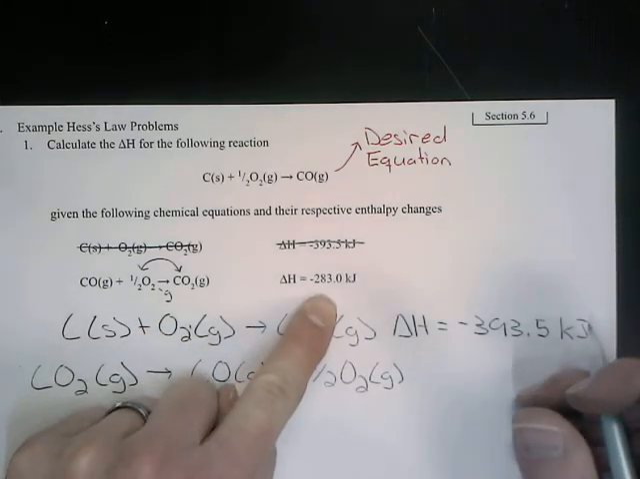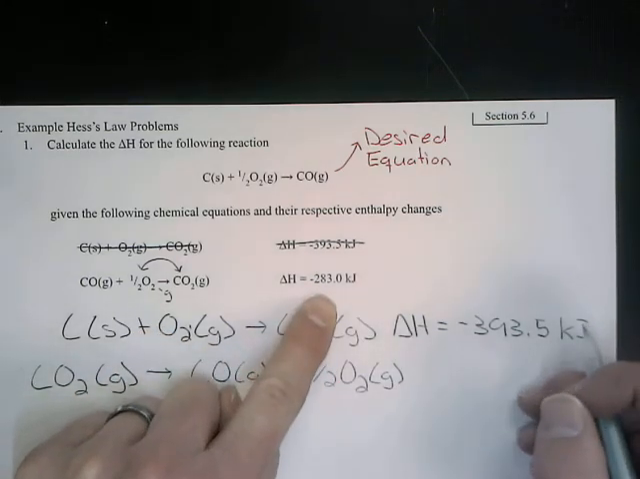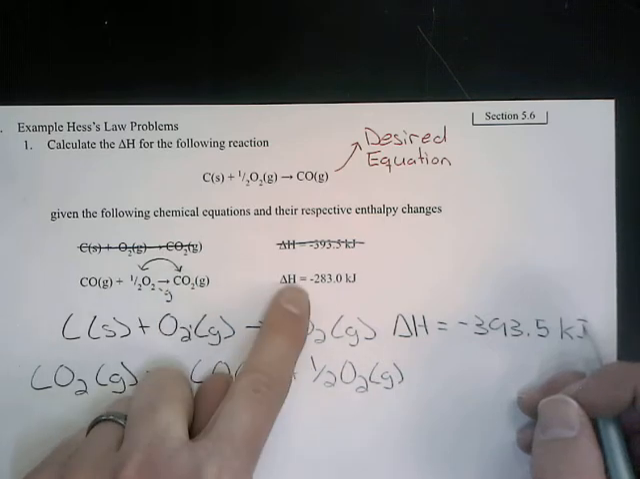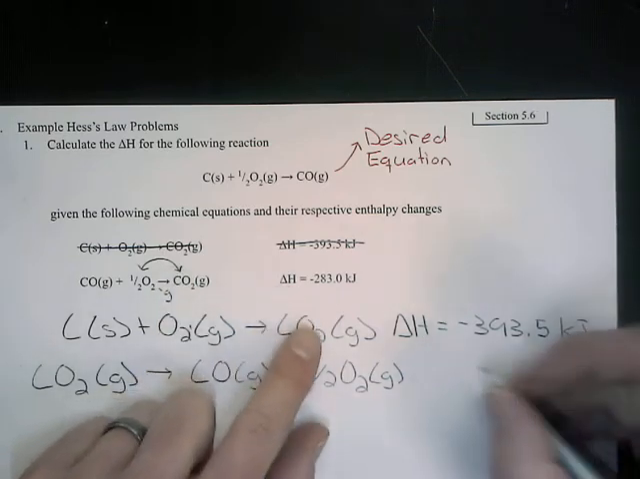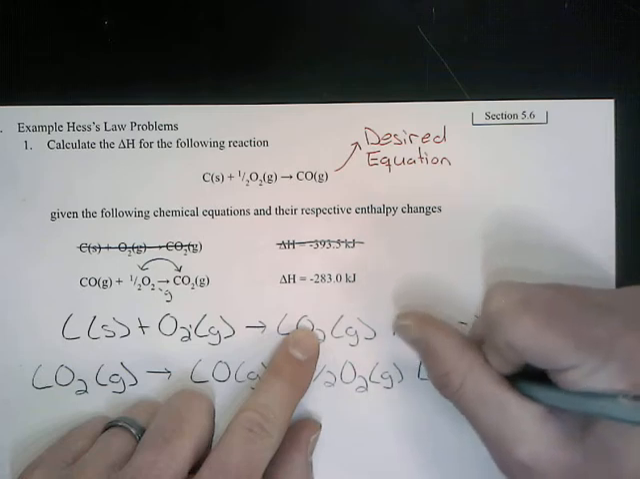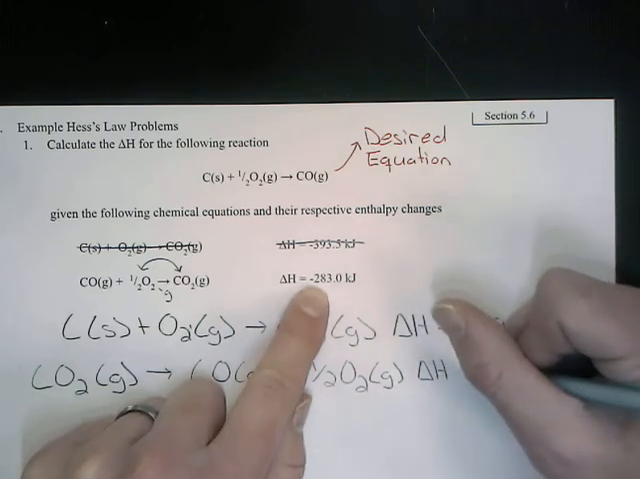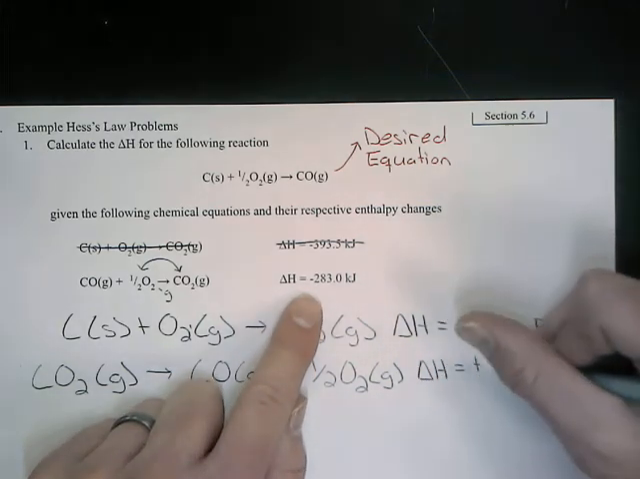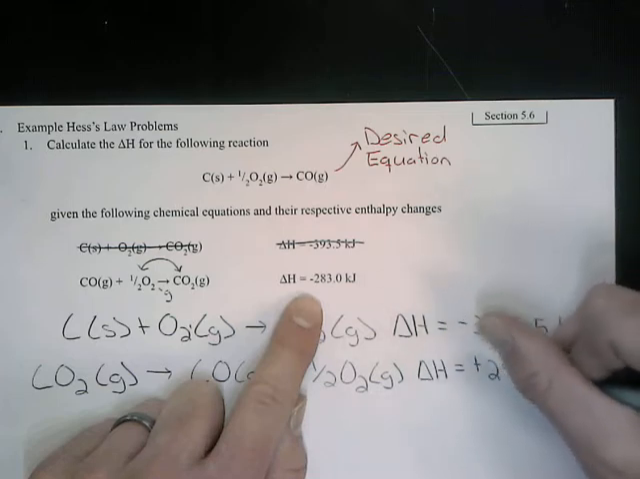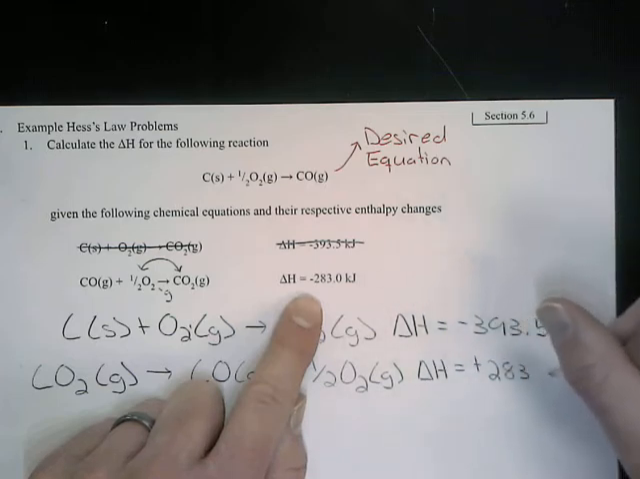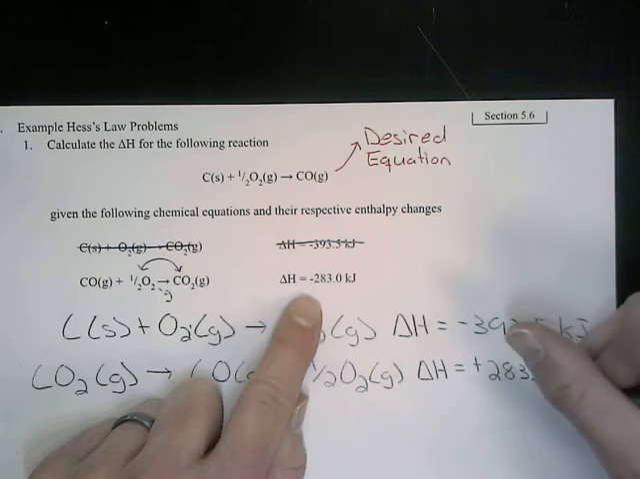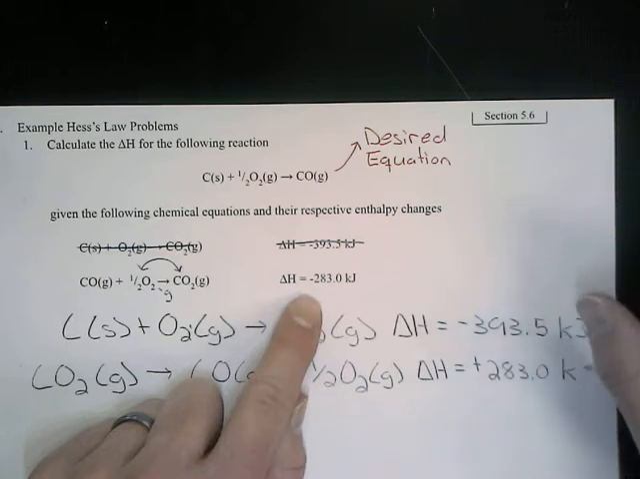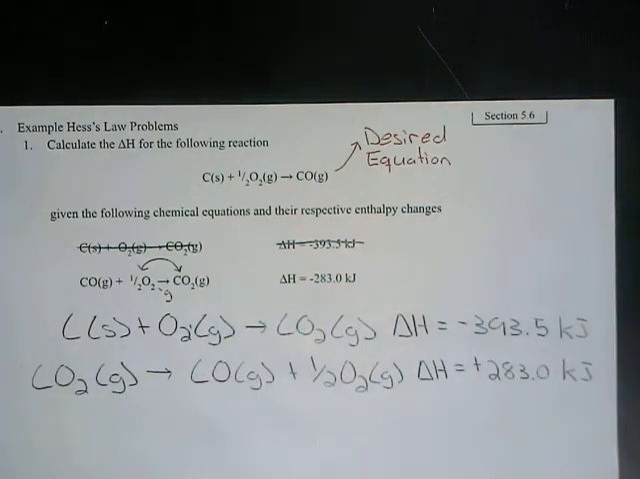But what happens here is this. When you flip the equation, you have to flip the sign of delta H. So our delta H is now positive 283. So we flip the equation, we flip the sign for delta H. Now what we're going to do, we're going to leave those delta H's alone, and we're going to do some canceling.